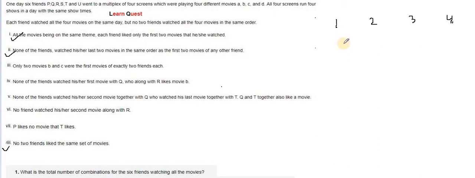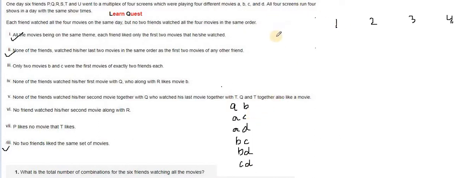Now for six people, how many movies are there? A, B, C, and D, four movies. So the first two movies which they watch is what they will like. How many such combinations will be there? Out of four movies, let's select any two movies. That will be 4C2 combinations, that is six combinations. Those six are A B, A C, A D, then B C, then B D, and then C D. These six can be the movie combinations of two.